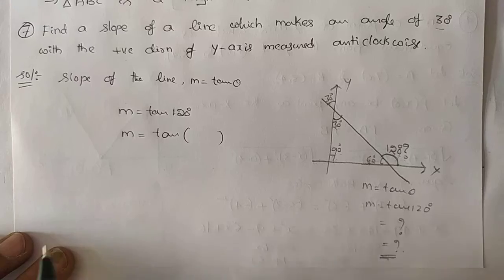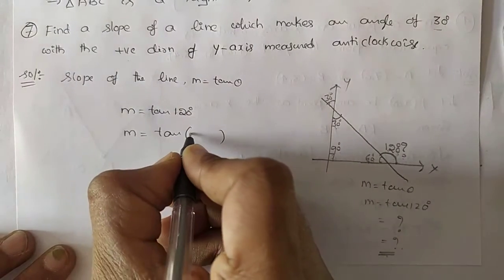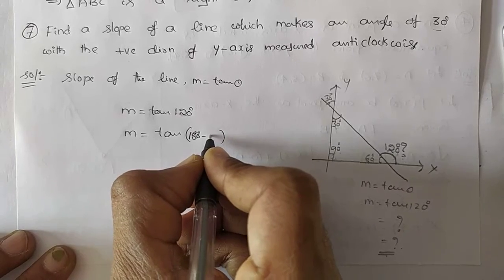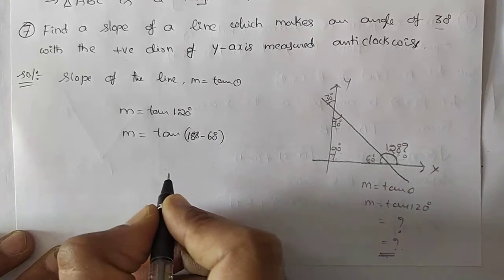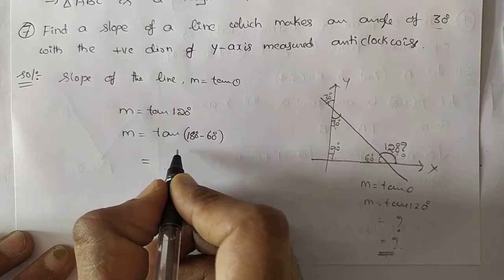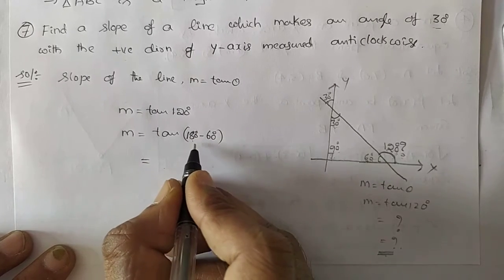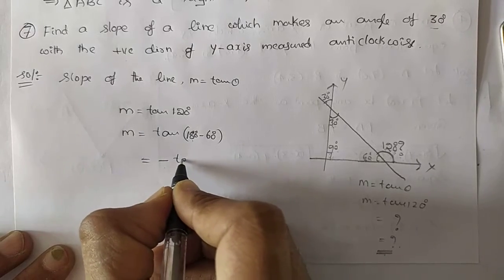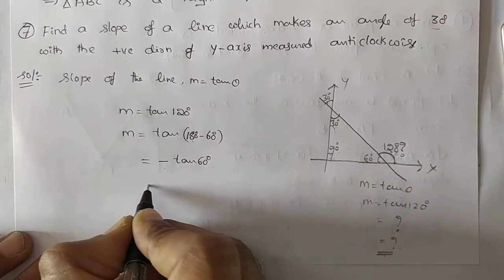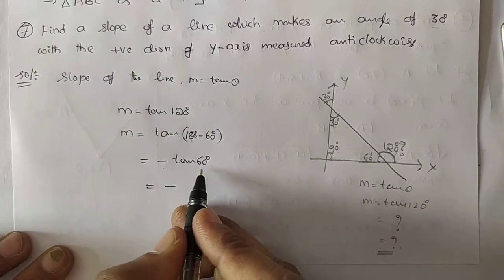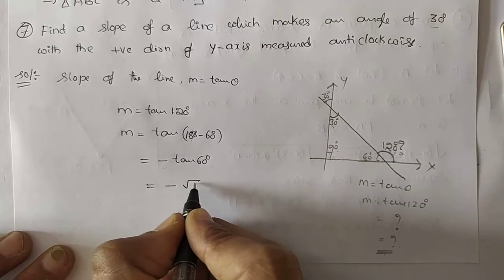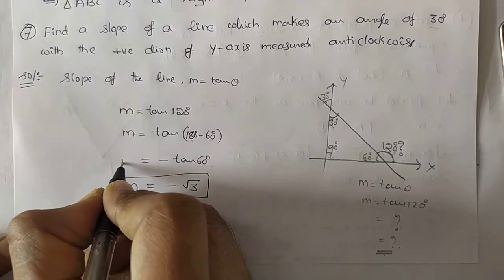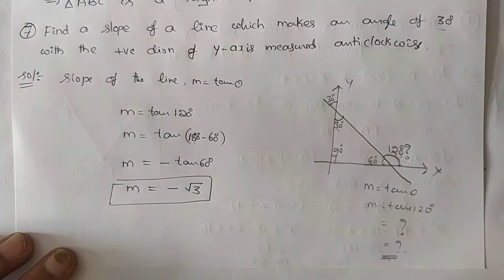trigonometry topic, isn't it? So 120 degrees can also be written as 180 minus how much? 180 minus 60. I mean, tan of 180 minus theta is minus tan theta, so it is minus tan 60 degrees. Tan 60 degrees is how much? Root 3. Therefore, m equals minus root 3. It is the required slope of the line.